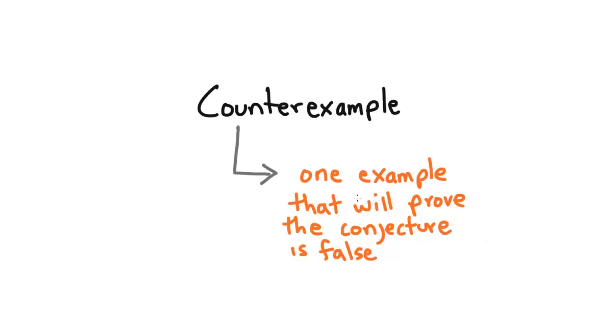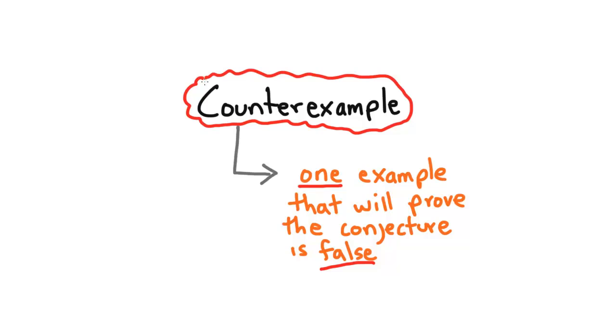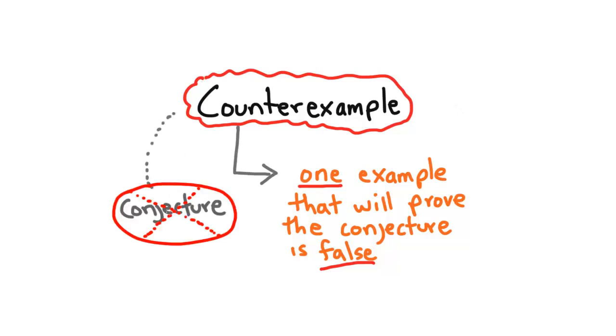Now, if you can provide one example that will prove that the conjecture is false, then that is called a counterexample. In other words, the counterexample proves that the conjecture is incorrect. Okay, so that's why we have this big red X over the conjecture.